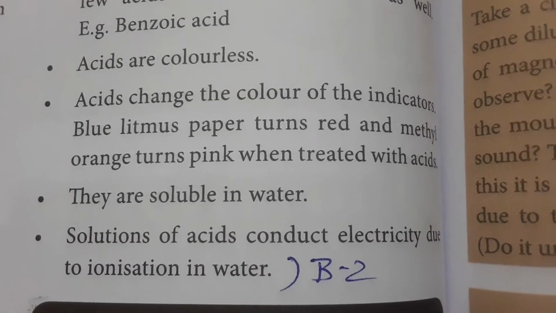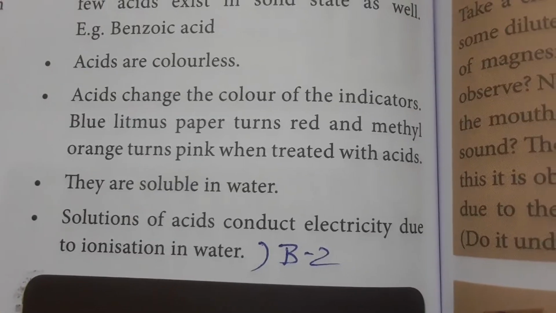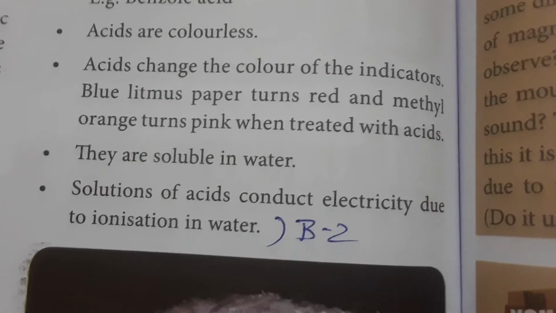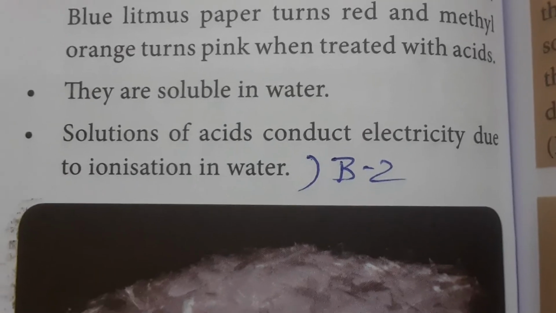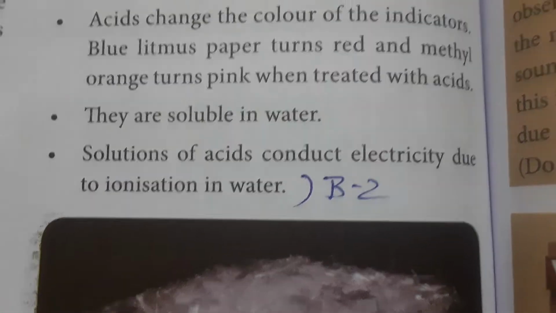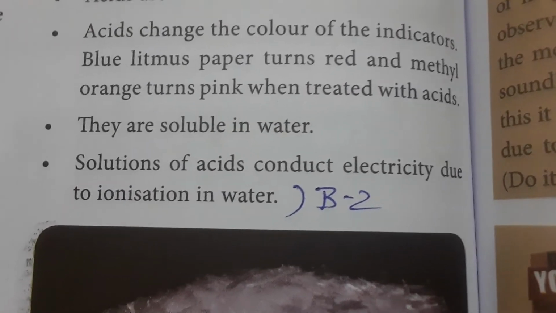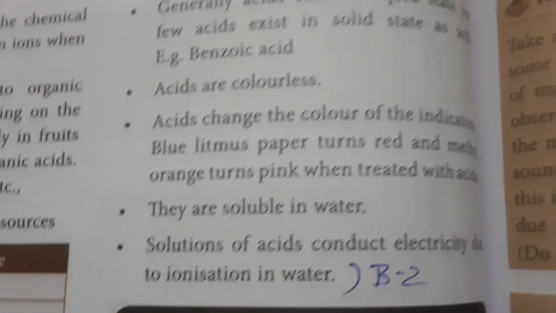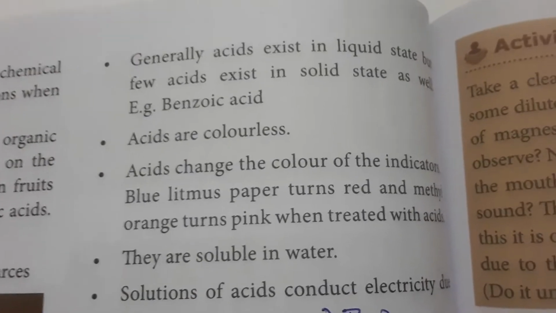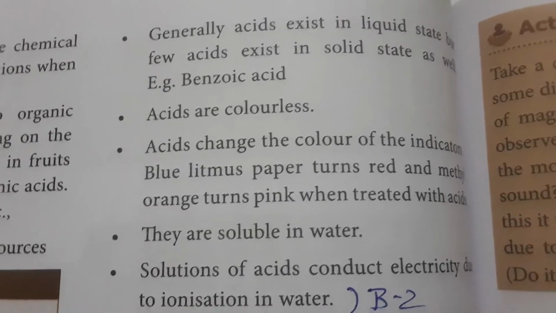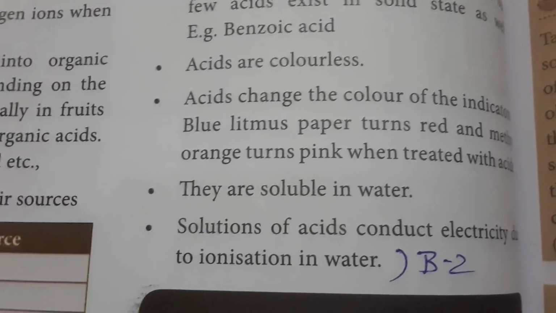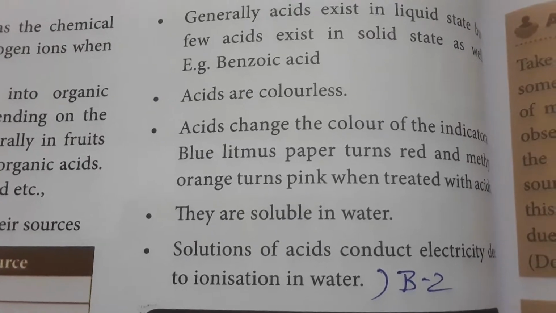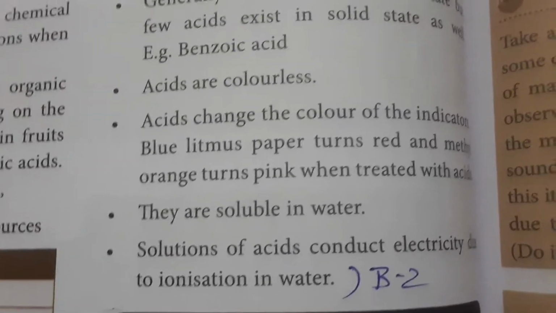Acids are colorless. Acids change the color of the indicator. Blue litmus paper turns red and methyl orange turns pink when treated with acids. They are soluble in water. Solutions of acids conduct electricity due to ionization in water. So acids are colorless means there is no specific color found in the acids, and they are soluble in water. So whatever the acid is, you can add it with water and thereby they can dissolve.